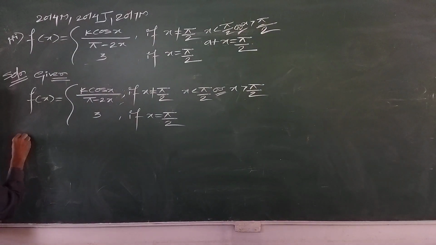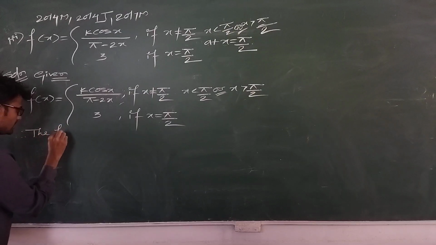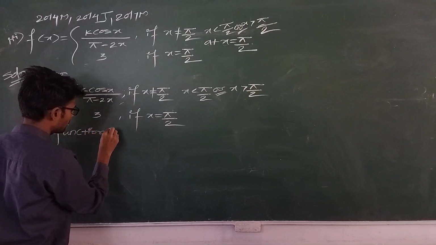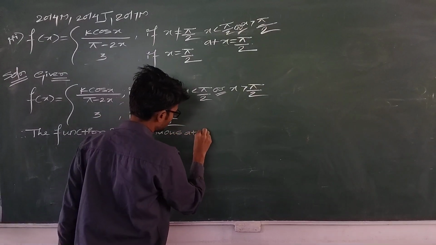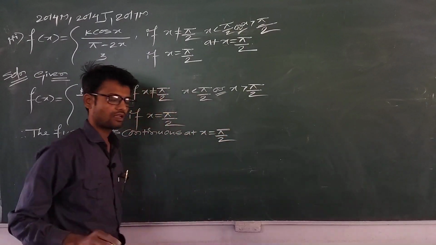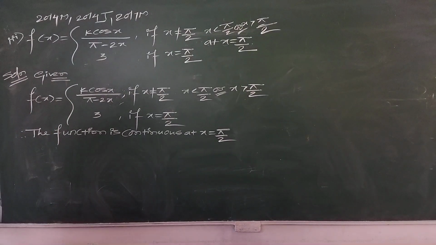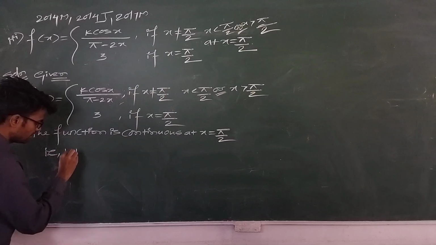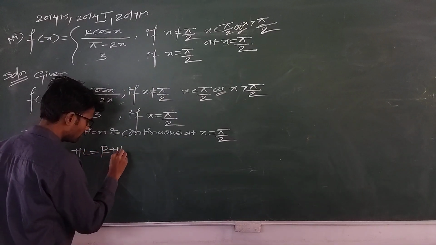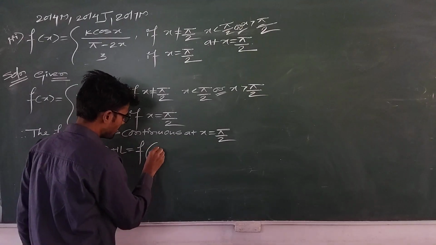Right. So now already it is given that the function is continuous at x equal to pi by 2. See, when the function is continuous at x equal to pi by 2, we have left hand limit equal to right hand limit equal to f of pi by 2. So therefore I'll write LHL, the left hand limit, equal to right hand limit, equal to f of pi by 2.